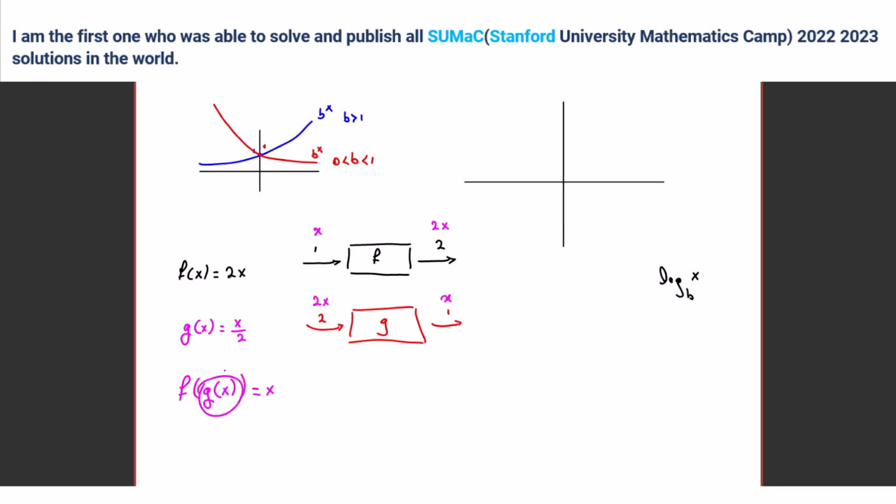Agreed? Because g of x is x over 2, f of x is 2 times that. Also, g of f of x is x. And we call g is f inverse of x, okay? We call it like this. And usually when we have g and f, if we draw them, they will be symmetric with respect to y is equal to x. Let me tell you why here.